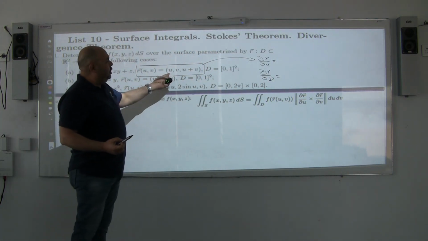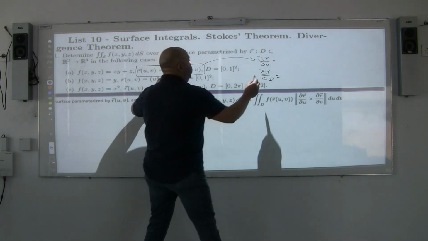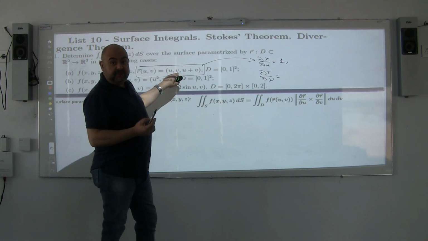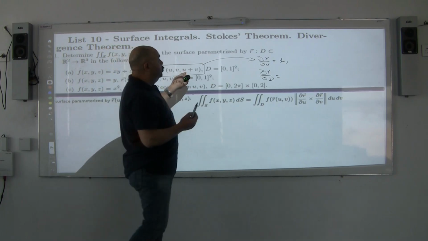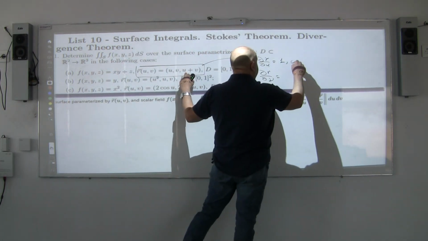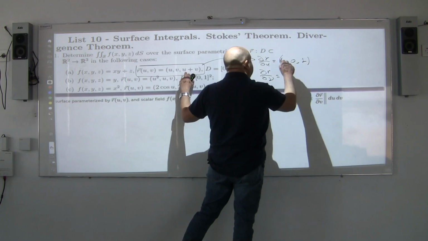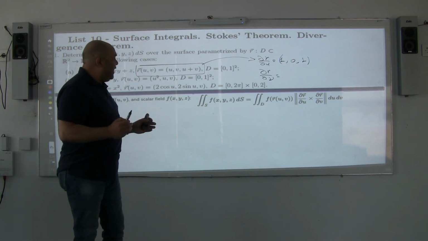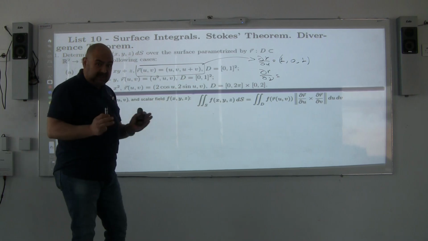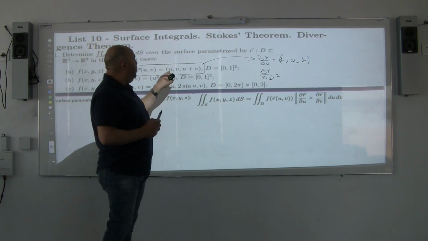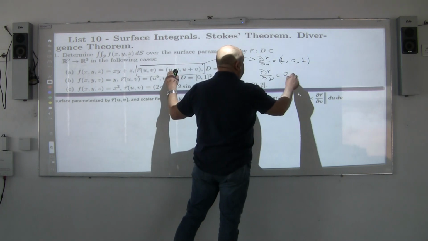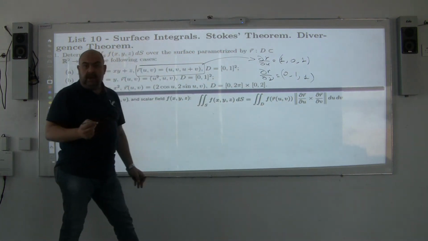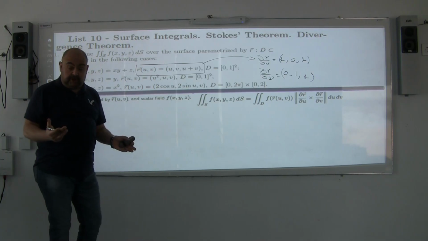I will start differentiating with respect to u, which means the u component is going to be 1. With respect to u, the v component is going to be 0, and the last is also going to be 0 and 1. That's the first partial derivative. For the second partial derivative, I will do exactly the same but with respect to v, so you will have 0, then 1, and 1. As you can see, these are the values of the partial derivatives.